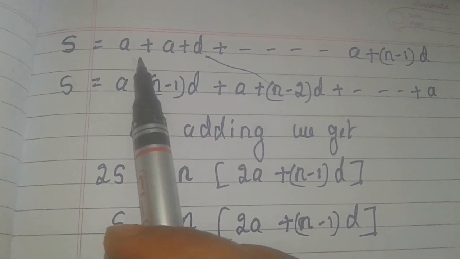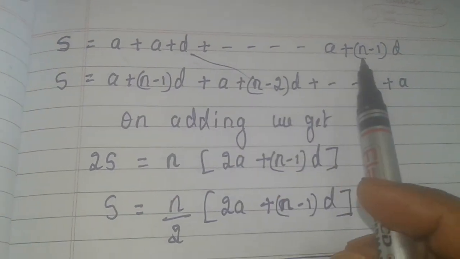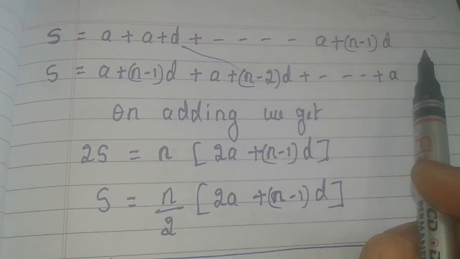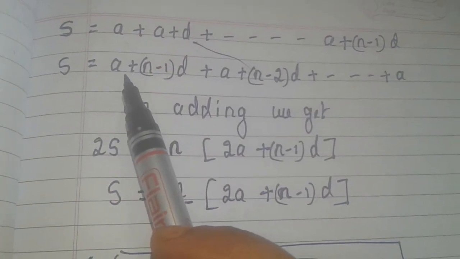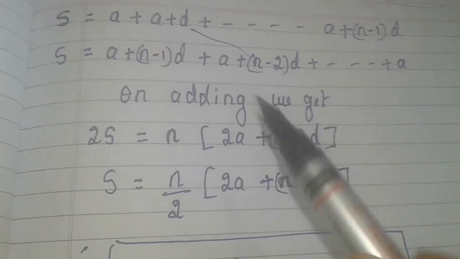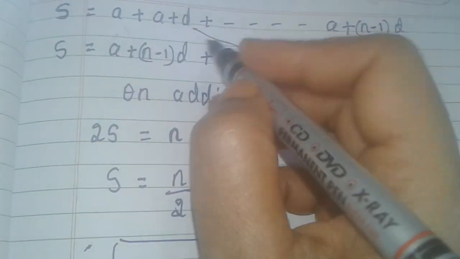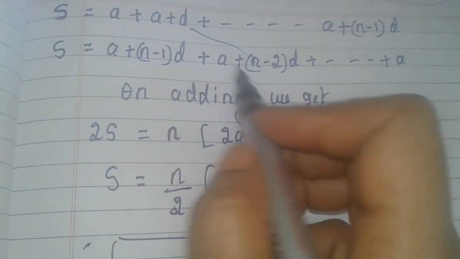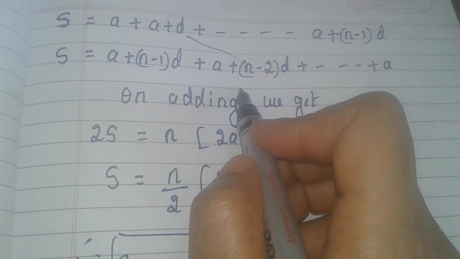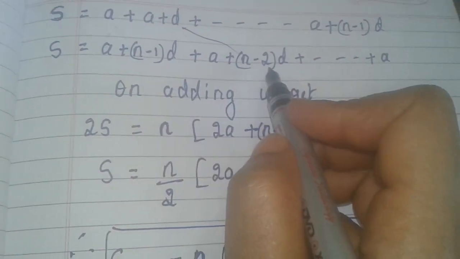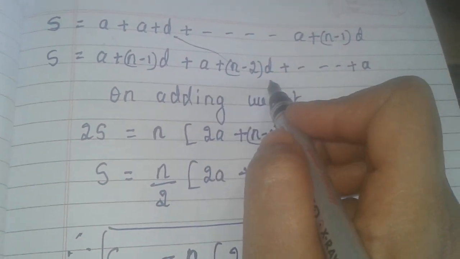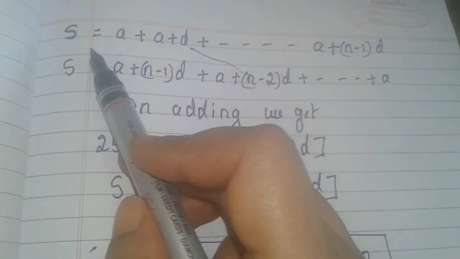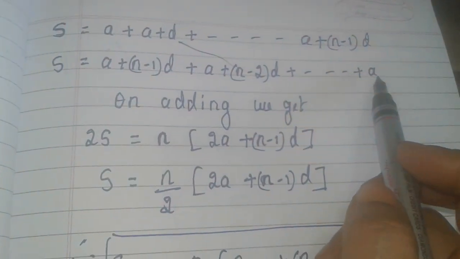S equals a plus a plus d and so on, up to a plus n minus 1 into d. As you reversed there, you can reverse here also, starting with a plus n minus 1 into d. This is one term, children, and what is the immediate next term when you reverse? That is n minus 1 becomes n minus 2, so a plus n minus 2 into d and so on. So this a comes at last.